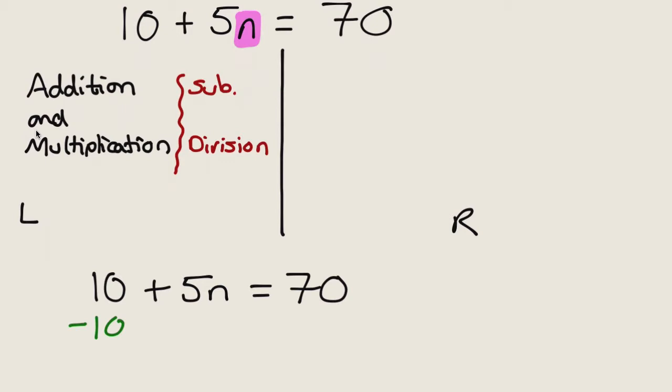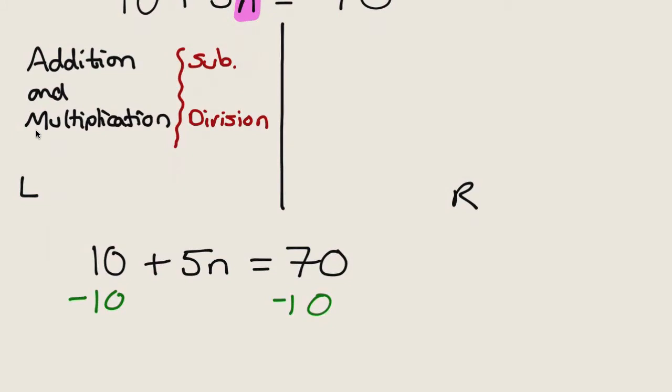Very good, Jacob. Whatever I do to one side, I must do to the other. And very good, Macy. Okay, so here we go. So Parker's correct. They are going to cancel out over here. Okay, and I'm going to be left with 5n equals, what's 70 minus 10? Macy, 60. Now, that was step 1, removing the 10.